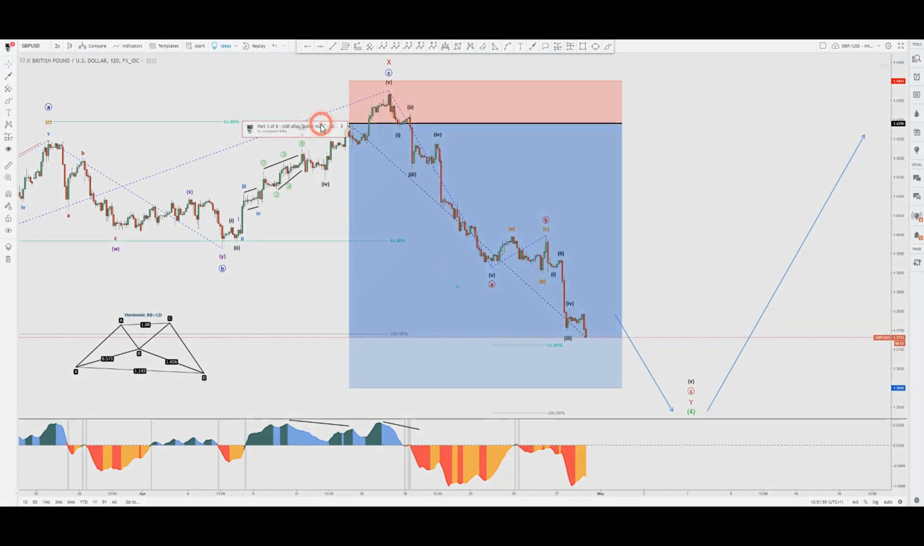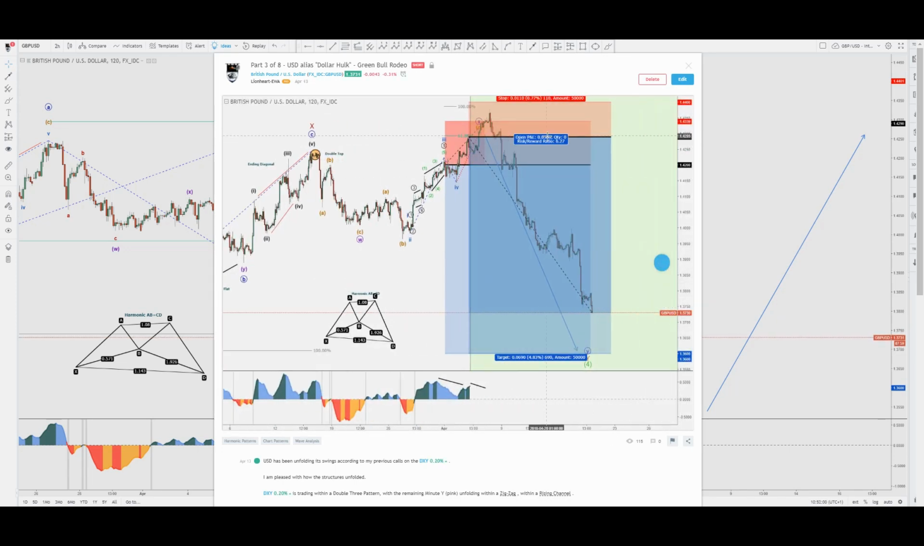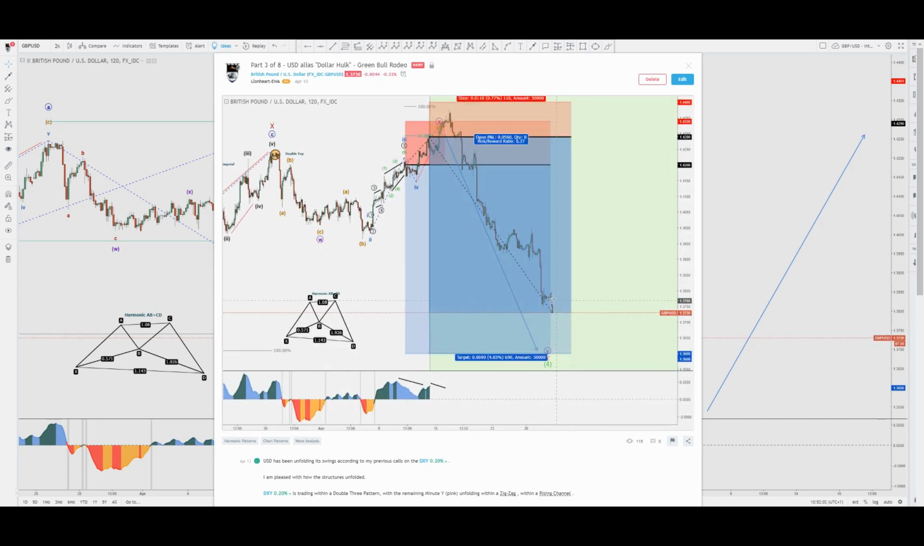Again, for the pound dollar, a view on the downside right here, which worked out beautifully.